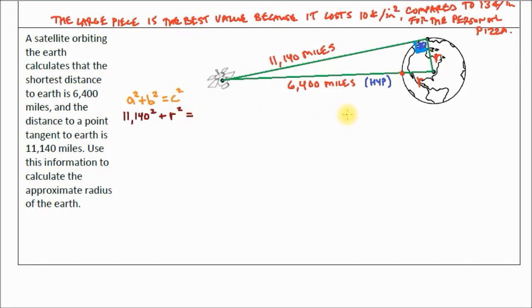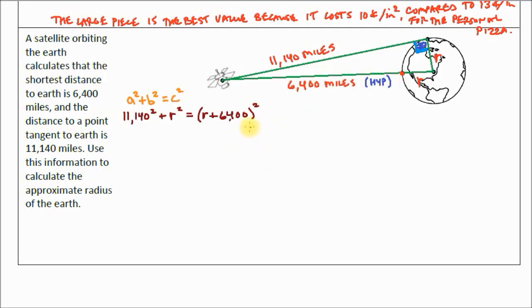And now here's the tricky part. The hypotenuse is not 6,400 miles. It's 6,400 miles to this point, and then r to this point. So for the hypotenuse, we have to add those two things together. So it's going to be r plus 6,400, and then of course that's going to be squared. So c is r plus 6,400.